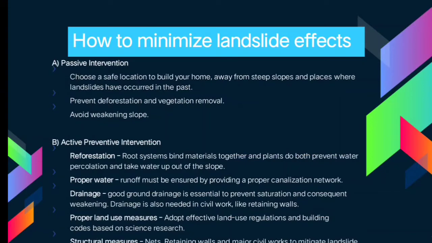So the first one is reforestation, the best way of preventing landslides. As the root systems bind materials together, it prevents water percolation and also soil erosion. Runoff water must be provided with the proper canalization network. A good ground drainage is essential to prevent saturation and further weakening of slopes. Effective land use regulations and codes based on science research must be followed. Nets, retaining walls, and major civil works have to be done to mitigate the effects of landslides.